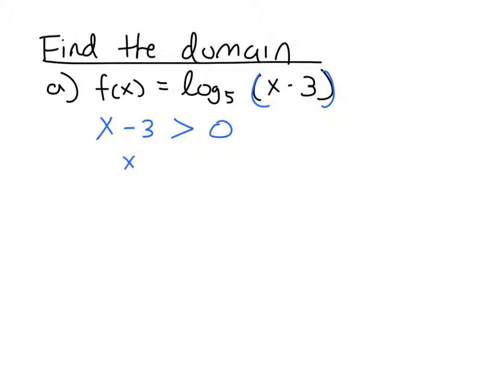All right, so let's go ahead and solve this. X is greater, so I add 3 to both sides. X is greater than 3. All right, so then what's our domain? Our domain then is 3 to infinity. All right, let's go ahead and do another example.